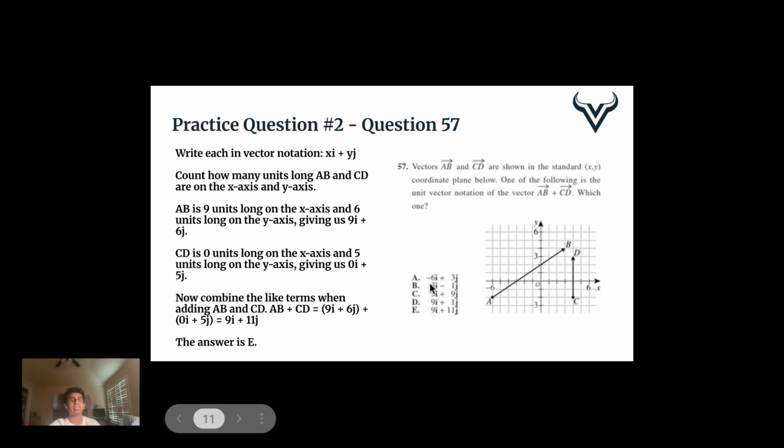So now you want to combine the like terms, which are i and j, by adding AB and CD. When you add this, you're adding 9i plus 6j plus 0i plus 5j. 0i, nothing happens there, so it'll just be 9i plus 6j plus 5j, which is just 9i plus 11j. So the answer is E.